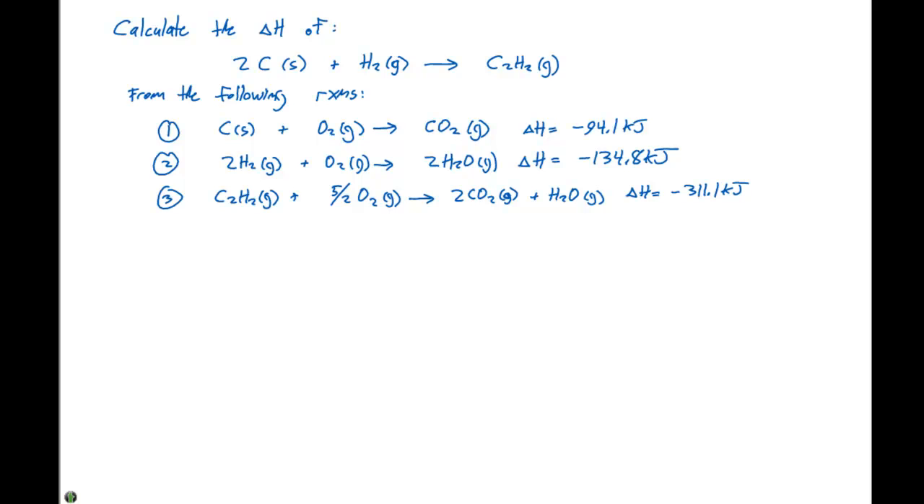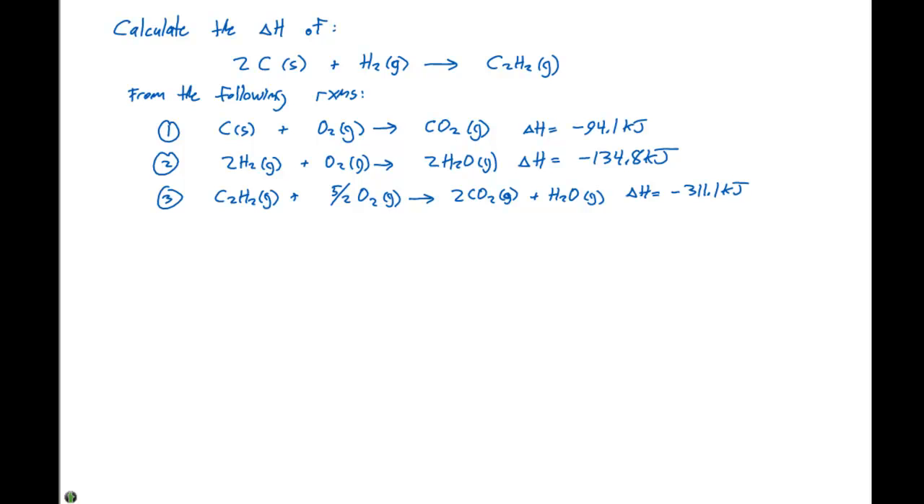In this particular example, we're going to calculate the delta H of the following reaction. We have 2 carbon as a solid plus hydrogen gas is going to give us C2H2 as a gas. And we're given the following 3 reactions here. And this is going to be a direct application of Hess's law.